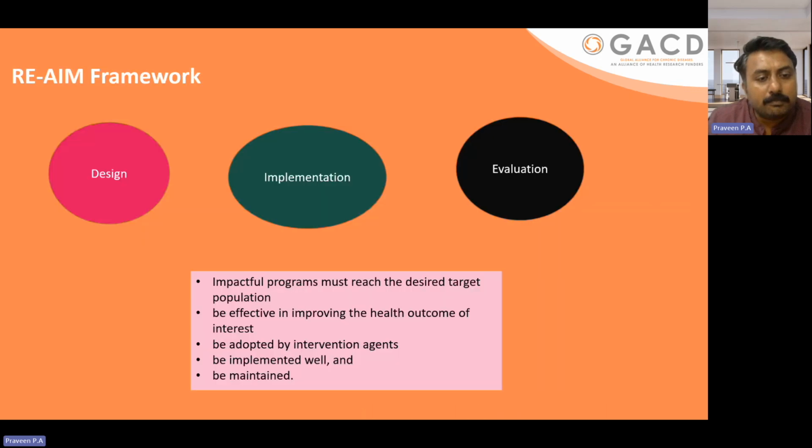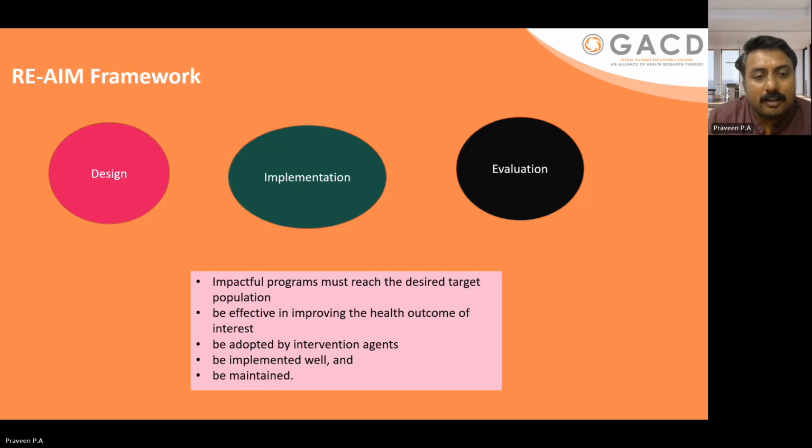The ITREC program used the REAM framework at every level, that is the design, implementation, and evaluation of the program. The philosophy of the program was following the 5 domains of the REAM framework. That is, an impactful program must reach the desired target population. In this case, the target population is individuals with hypertension and diabetes in the community.